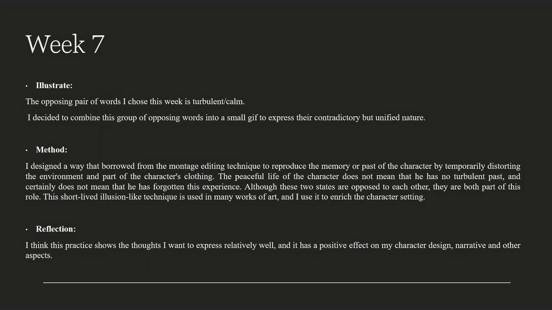The peaceful life of the character does not mean that he has no turbulent past, and likewise does not mean that he has forgotten this experience. Although those two states are opposed to each other, they are both part of the whole. This short-lived illusion-like technique is used in many works of art. I used it to enrich the character setting. I think this practice shows the thought I wanted to express relatively well, and has a positive effect on my character design, narrative, and other aspects.